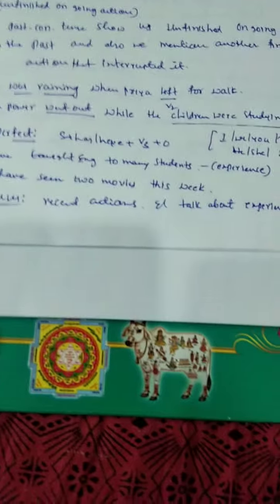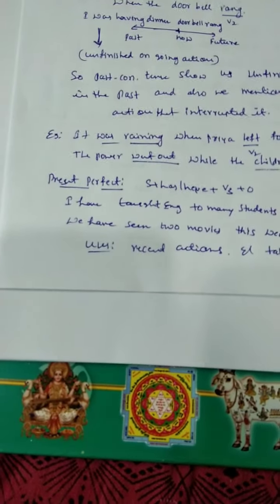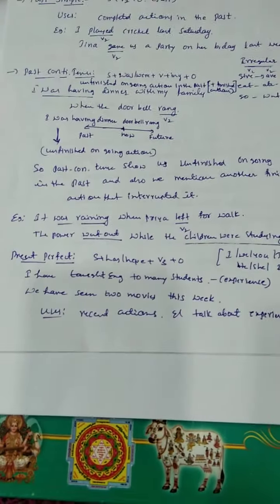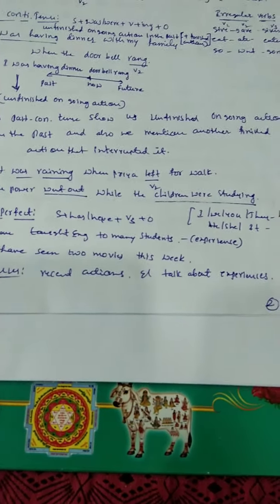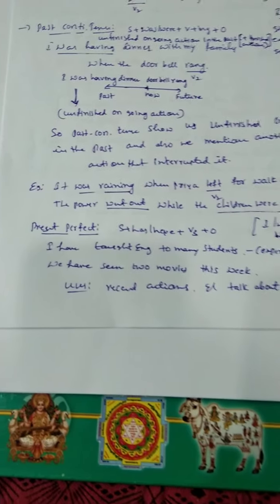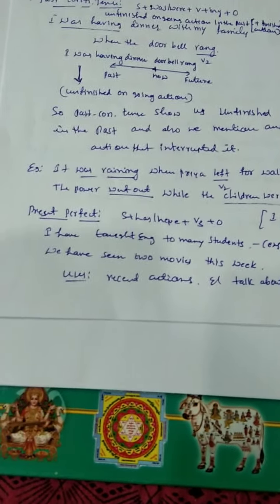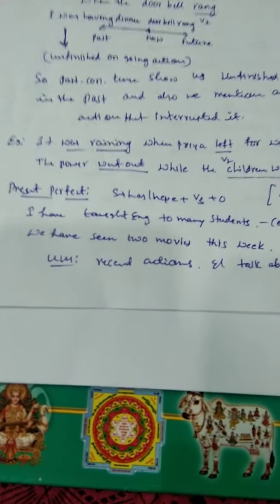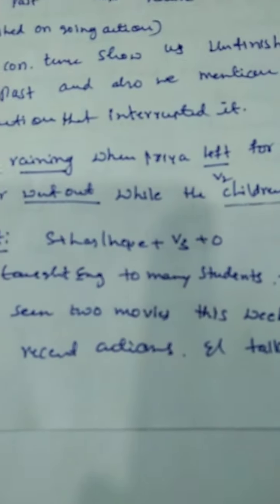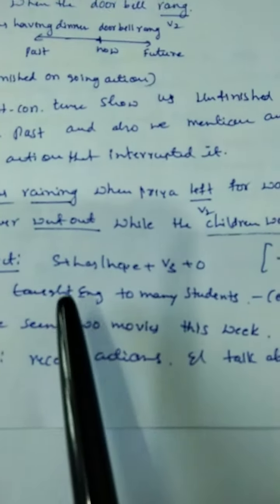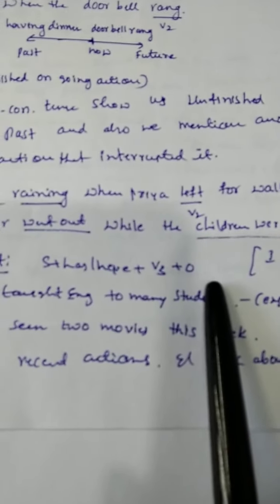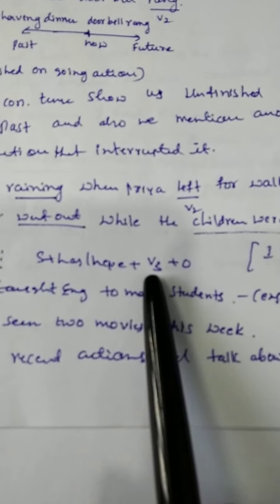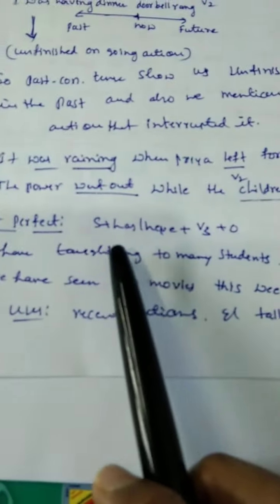Then we'll see present perfect. We completed simple present tense, present continuous tense, past simple and past continuous tense. The next tense is present perfect tense. The structure of the present perfect tense is subject plus has or have plus V3 form plus object. Third form of the verb, or past participle, we have to use in the present perfect tense.